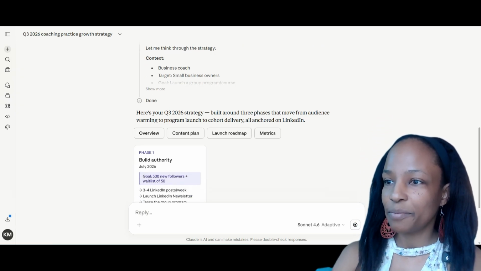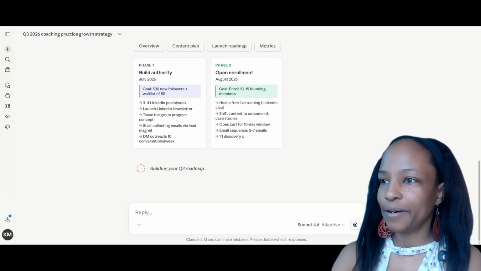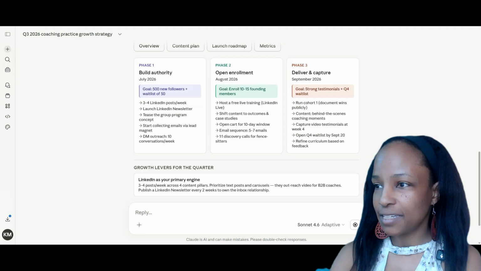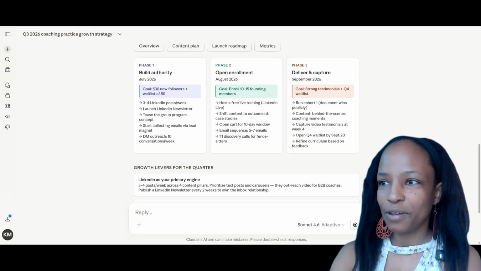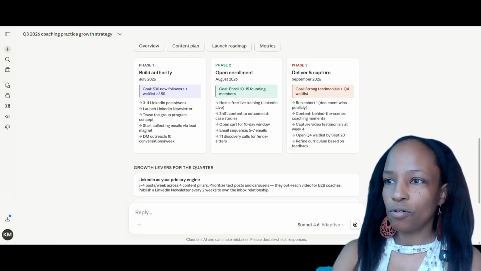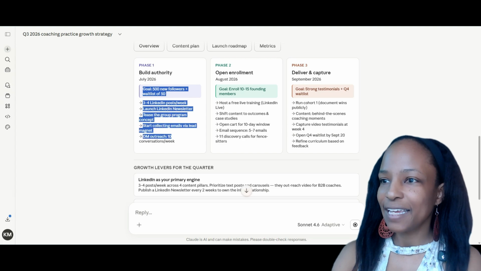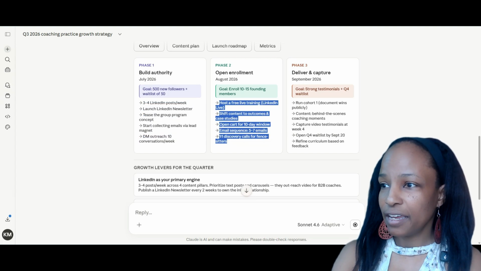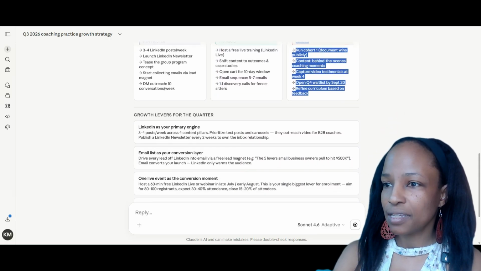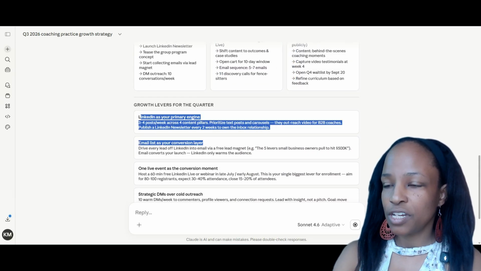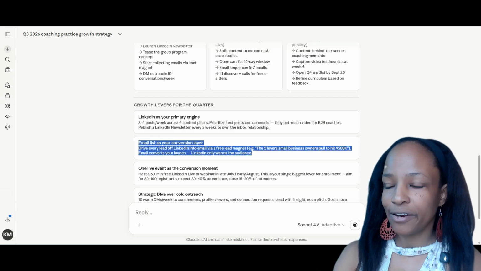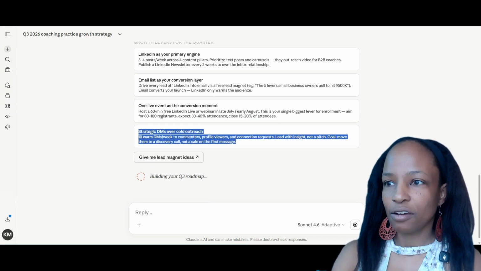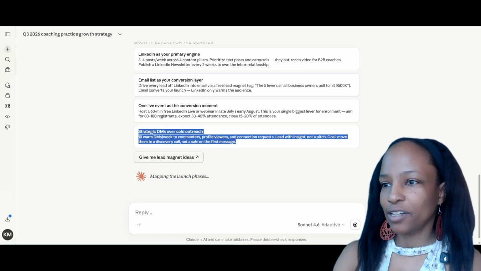It's building out something very pretty, by the way. This looks really pretty. So you may take this and be like, wow, this is amazing. This is fantastic. And it is fantastic. It looks great, right? It's saying phase 1, phase 2, phase 3, building out a cohort of followers on LinkedIn. Here's your posting strategy, here's a live training, here's behind the scenes coaching moments. LinkedIn is your primary engine, email list as your conversion layer, one live event as your conversion moment, strategic DMs, cold outreach, lead magnet, launch phases.